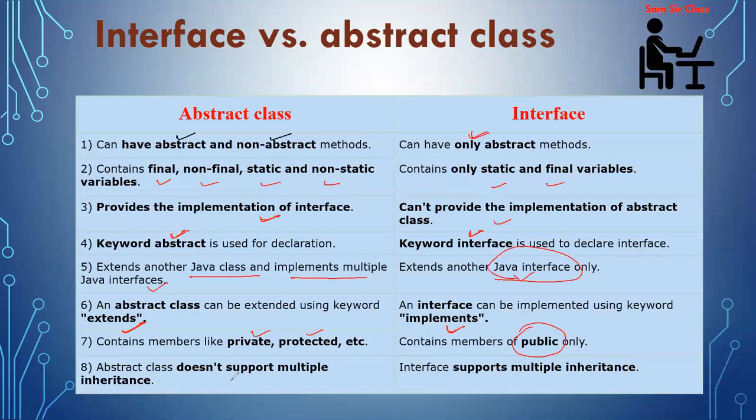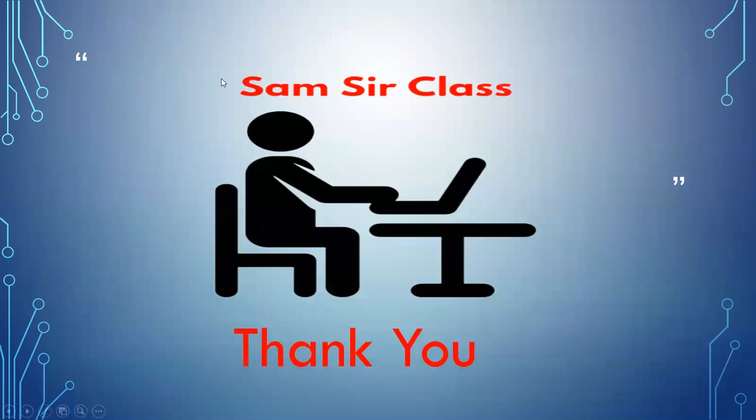Abstract class doesn't support multiple inheritance. This is a very important point. But interface supports multiple inheritance, for which we are actually studying interface. Clear? Okay. So through this video, you can find all the different usages of interface and how it is different from abstract class, and how to achieve multiple inheritance through interface. Everything has been discussed with example. Clear? So thank you everyone for watching this.